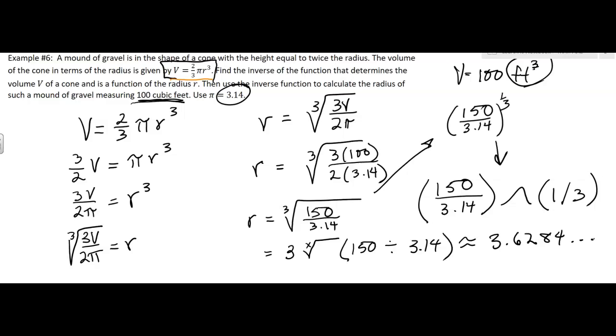They didn't tell me to round off. Since they gave me pi with 2 decimal places, I would round it off to 2 places, so I would say that. Now, what's going to be the unit of measure? Well, they gave it to us in cubic feet. Radius is a linear measurement, so that's going to be just in feet.